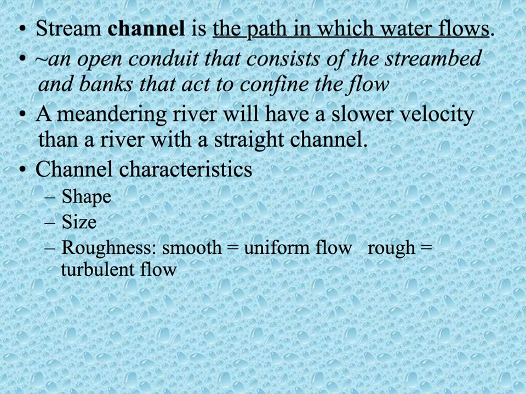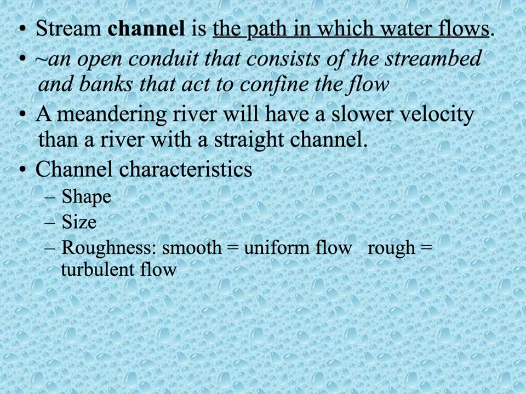So the stream channel, the path in which water flows. That's the simple definition. Then I gave you the italicized version. This is a little bit more detailed, right? An open conduit that consists of a stream bed and bank that act to confine the flow. So if you think about a conduit as a tube, then a stream channel would be cutting the top of that tubing off, but it's still confining the flow.